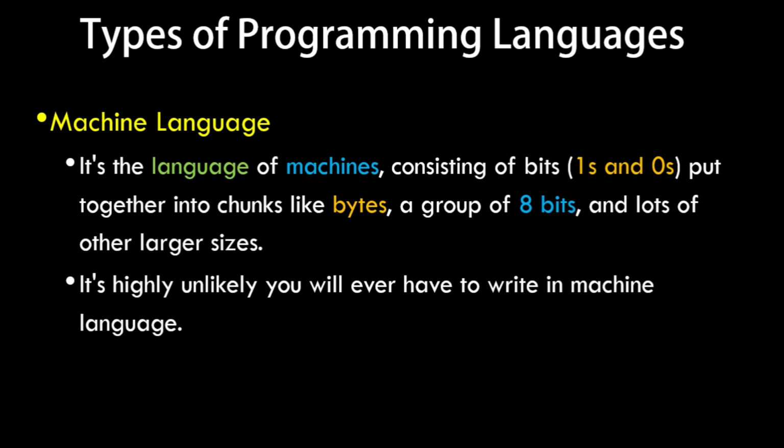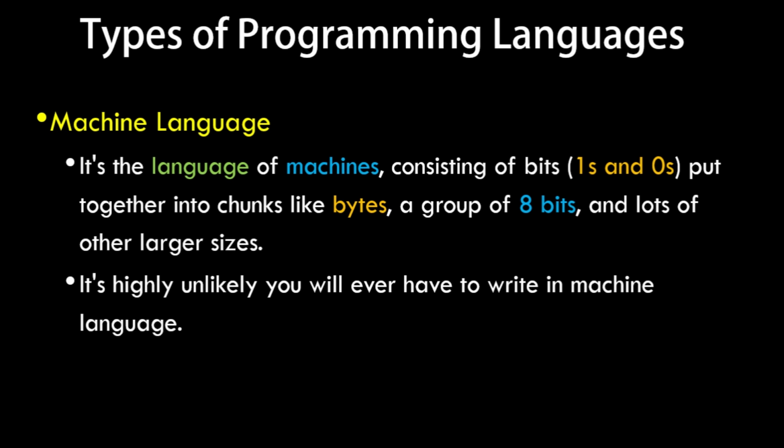Machine language. So as the name suggests, it is the language of the machines or computers. The instructions or the language consist of bits, that is zeros and ones, since you know machines or computers are digital devices and they understand only binary language, that is the language of zeros and ones. So this language consists of bits put together into chunks like bytes or a group of 8 bits and lots of other larger sizes. It's highly unlikely you will ever have to write in machine language because we cannot remember those instructions consisting of a large number of ones and zeros, so it is not understandable to humans.